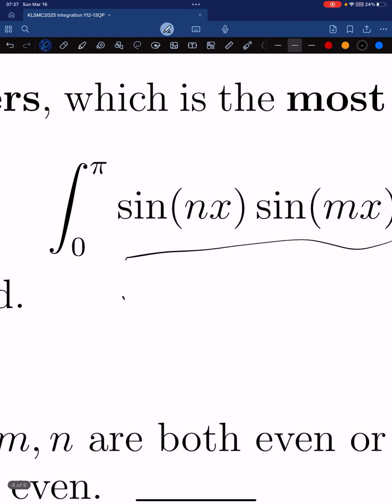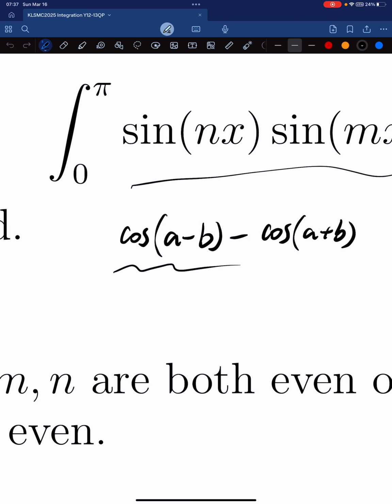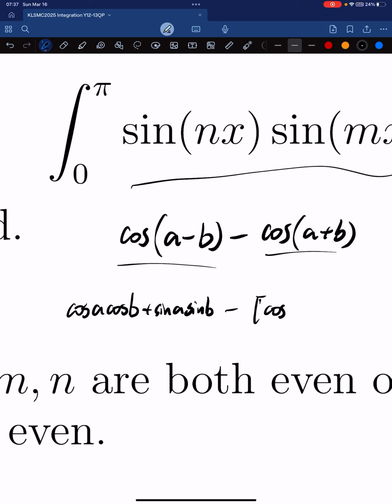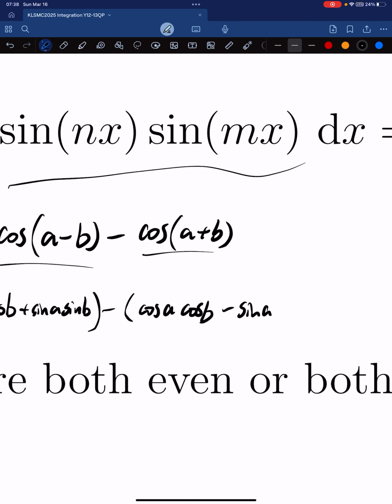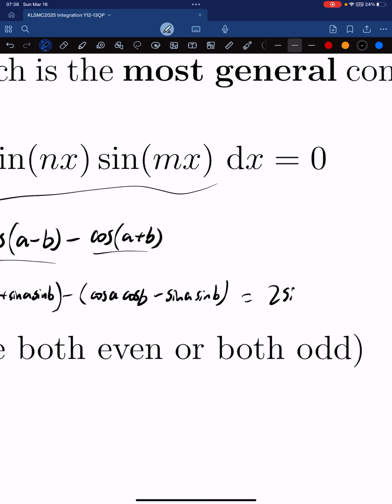Right, let's consider this identity: cosine of a minus b minus cosine of a plus b. What does this equal to? If you refer to the formula sheet, you know that this is cosine a cosine b plus sine a sine b, and this is cosine a cosine b minus sine a sine b. So this will give us 2 sine a sine b.